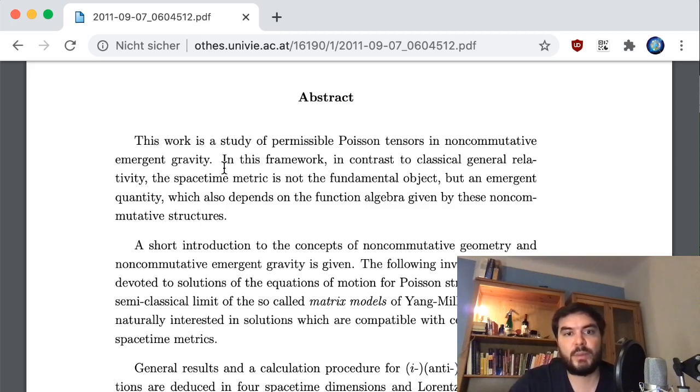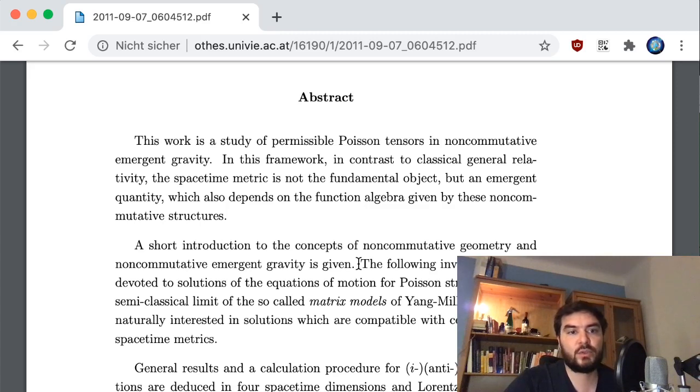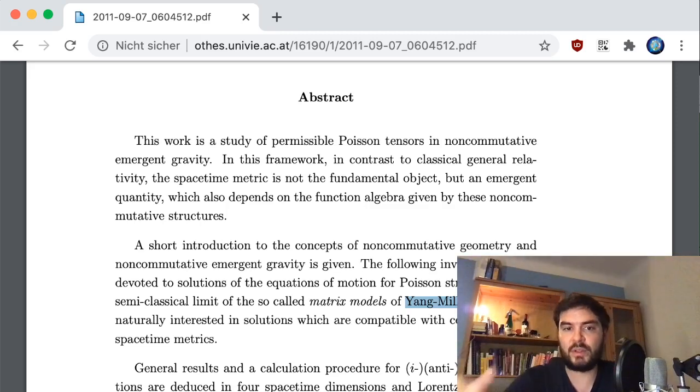A short introduction to the concept of non-commutative geometry and non-commutative emergent gravity is given. So this is the introduction that I will not dwell on too much in the following. The following investigations are devoted to solutions of the Einstein equations of motion for Poisson structures in the semi-classical limit of the so-called matrix models of Yang-Mills type. So Yang-Mills is the standard model underlying classical setting that is quantized to the physics that we know to a very good approximation, and these matrix models that my advisor investigates also relate to that, but I don't have anything to do in this thesis with quantum field theory.